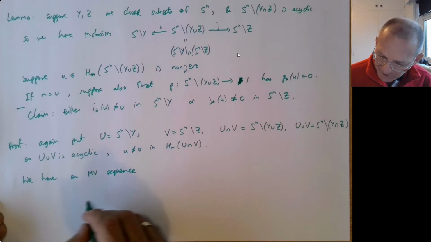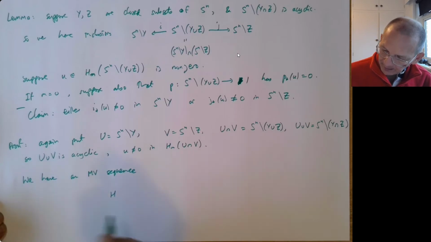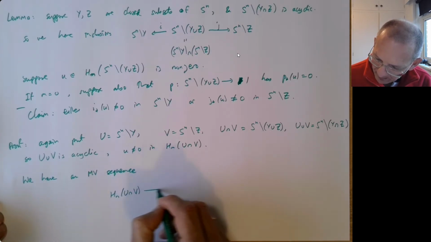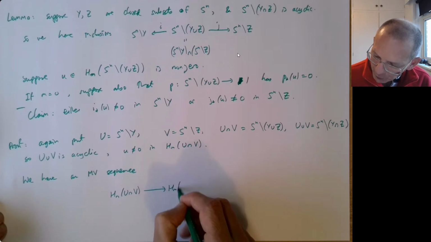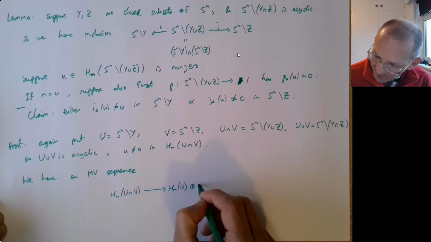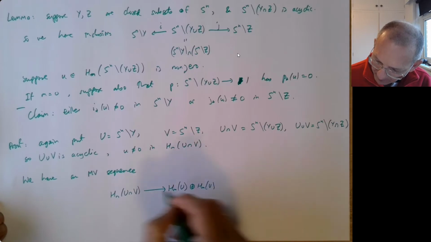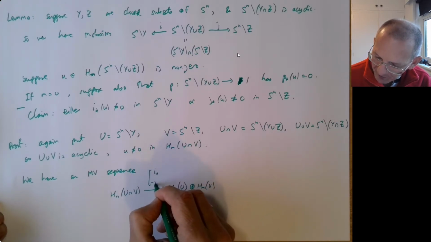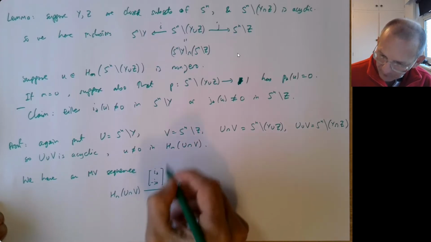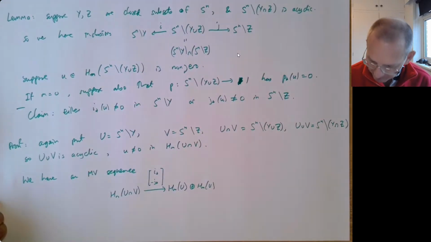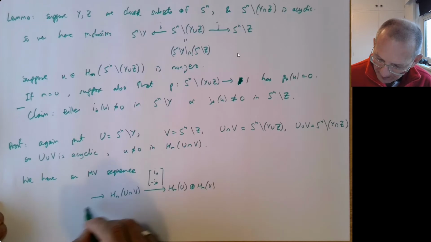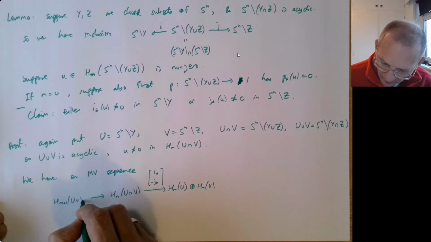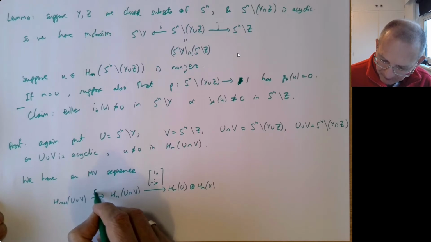So we've got a Mayer-Vietoris sequence. We're looking here at H_m of U intersect V, and that goes to H_m U direct sum H_m V. And remember what this map is. This consists just of the i lower star and the minus j lower star, for the same i and j that we had here. And then coming in here, you've got the connecting map delta.